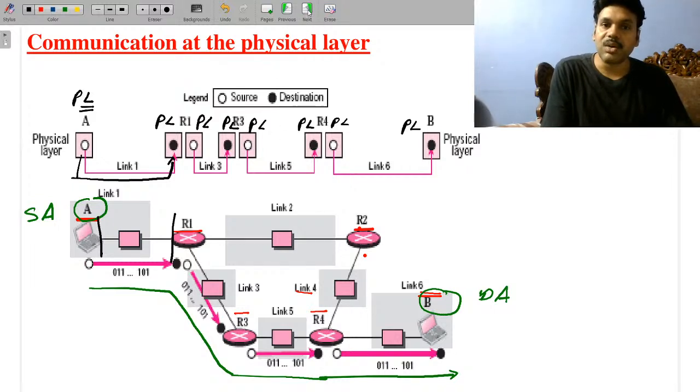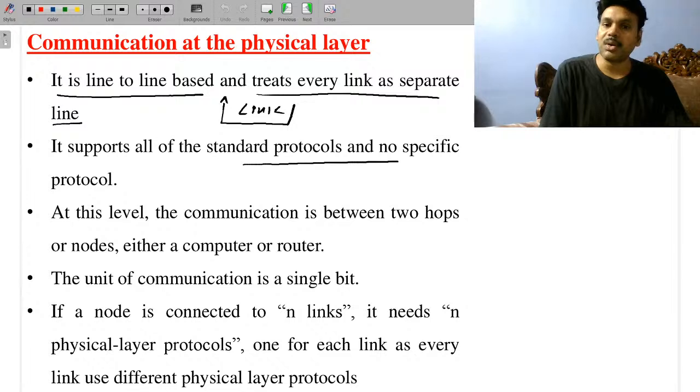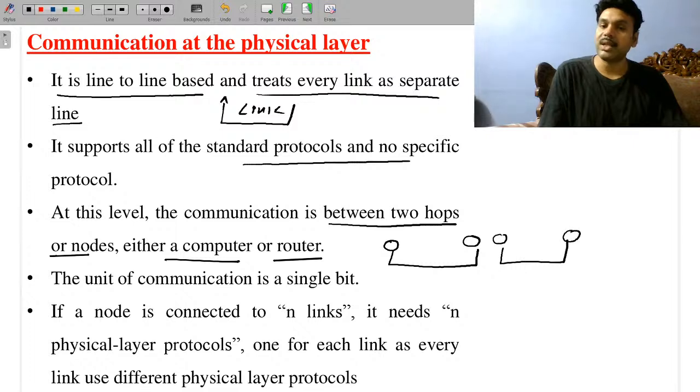And next one, when you are connecting, the physical layer supports all types of protocols. There is no specified protocol for the physical layer. All protocols can follow this. So here also, the communication is between two hops or two nodes or two computers or two routers, which means it knows that you are my next link. Up to there only I am going to give the data, and the next link is supposed to send the data to the next link only.